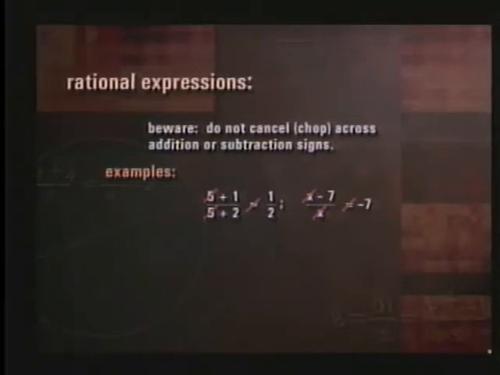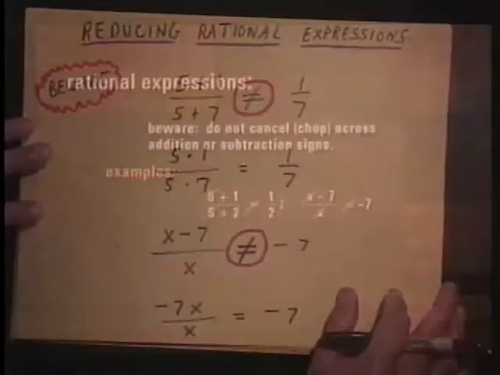And it works for variables as well. Just because there's an x in the top and bottom of that second example, x minus 7 over x, notice in red there, do not put the answer -7. And if you plugged in numbers for x, it sure wouldn't come out to be -7, so it has to work that way. Let's go and show you some more examples here and show you why.